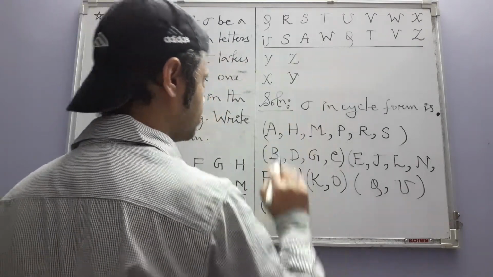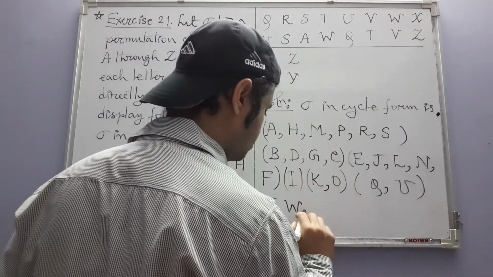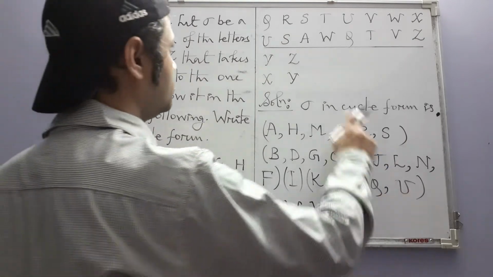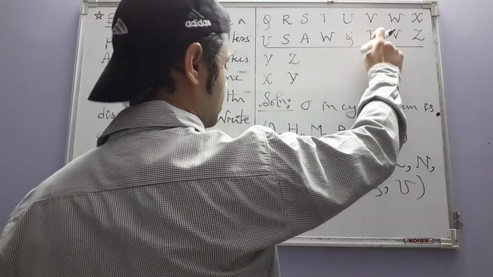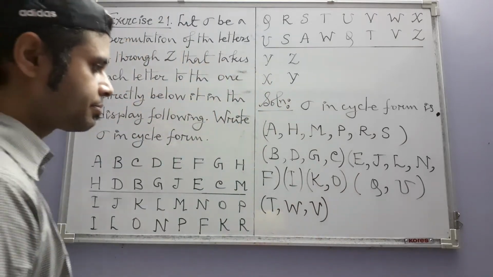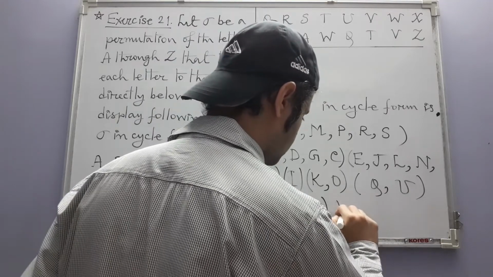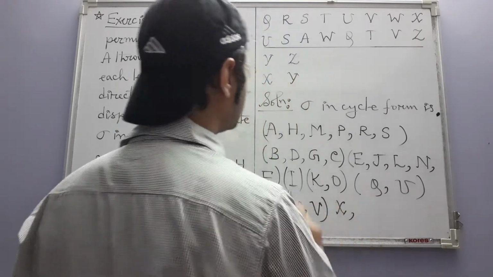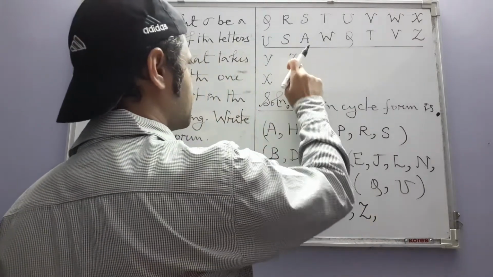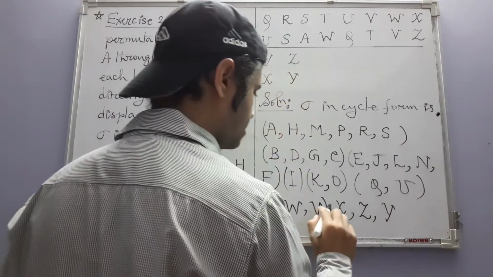T is mapped onto W by sigma. W goes to V, and V again goes back to T. So this is a 3 cycle. U, V, W, X. Next, X. Image of X is Z, that of Z is Y, and image of Y is X.